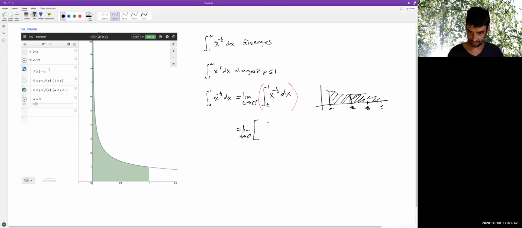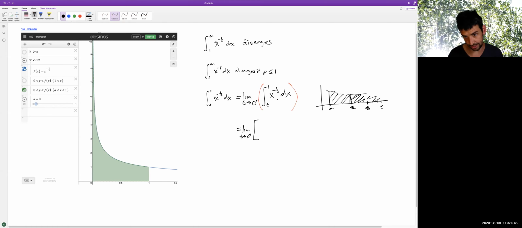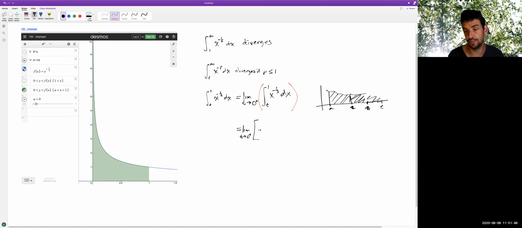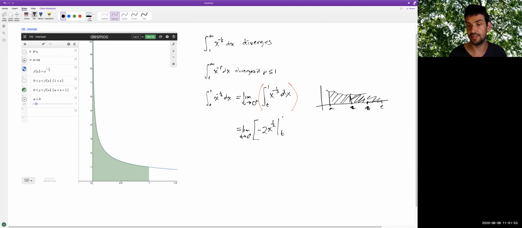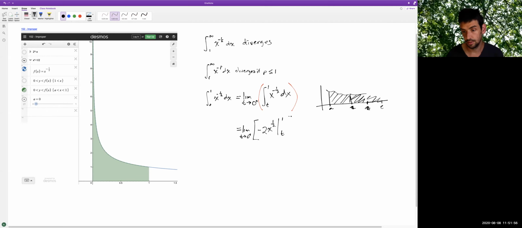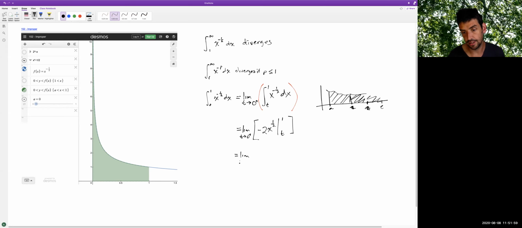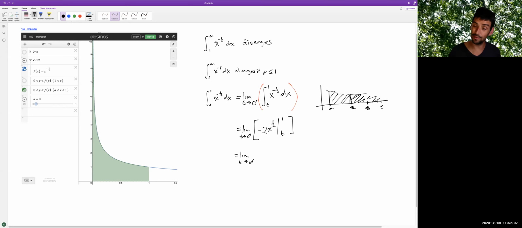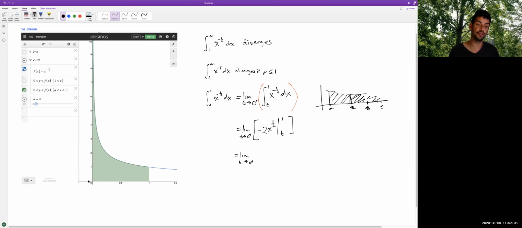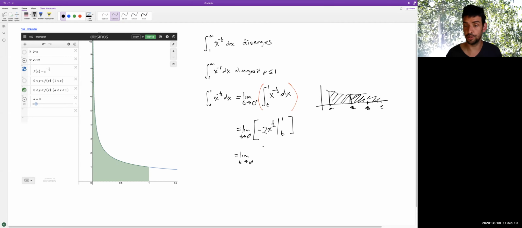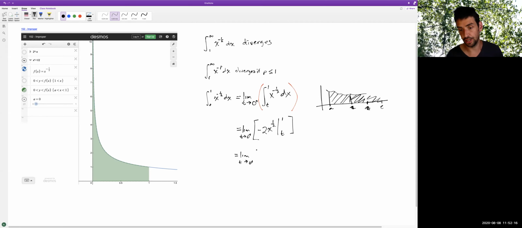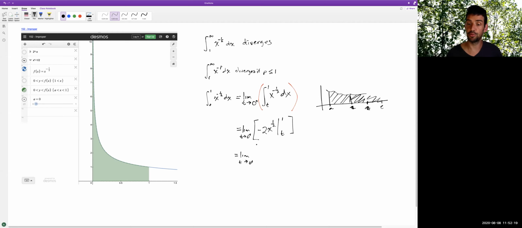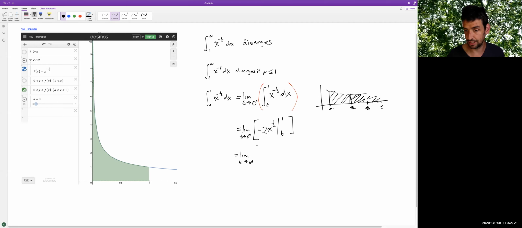So this integral has an antiderivative. x to the negative 1/2 has an antiderivative of negative 2x to the 1/2. We're evaluating from t to 1. We get the limit as t goes to 0 from the right, from the positive side, right? We can't approach 0 from the left because these are negative numbers and we're taking a square root. We're only dealing with real numbers. Otherwise, this limit will behave the same. That positive part just makes sure we're putting in positive values so that our square root can handle it.